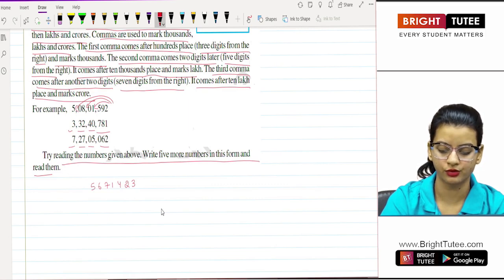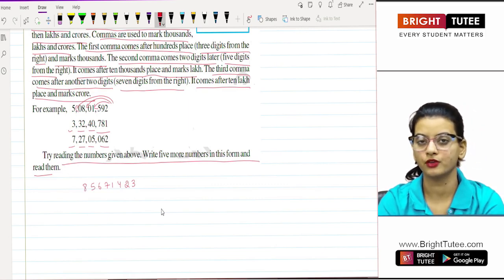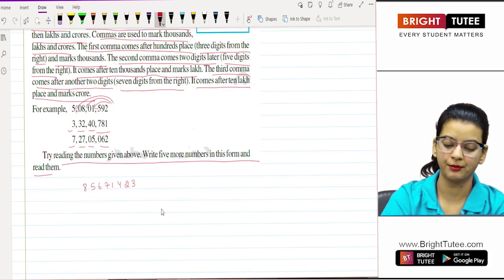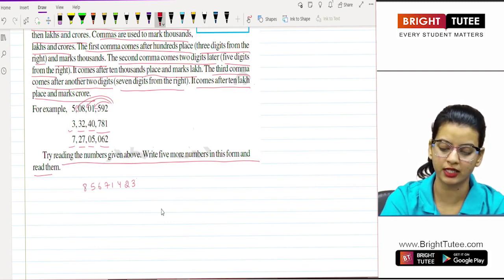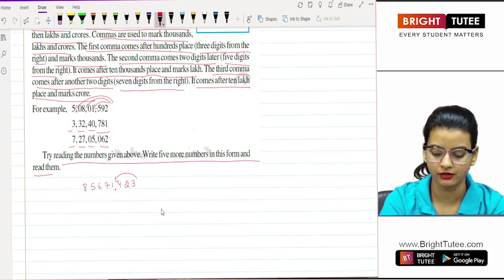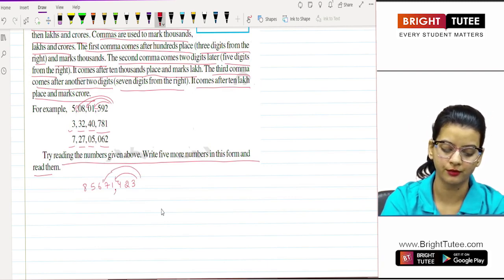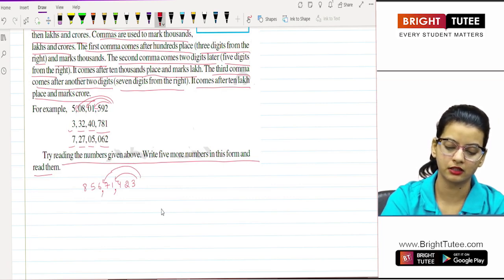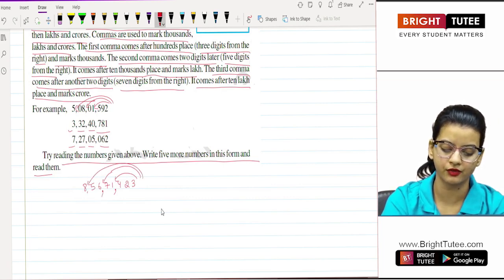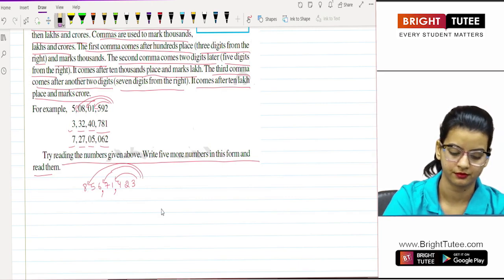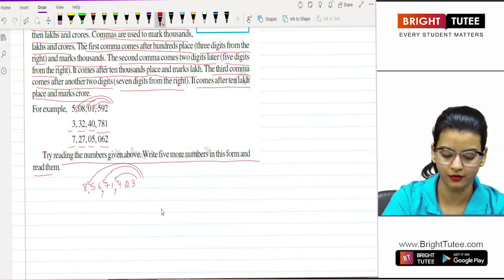So we have got 1, 2, 3, 4, 5, 6, 7, 8. So we have got an 8-digit number. Now let me put commas over here. The first comma will come 3 digits from the right. It will mark 1000. The second comma comes 5 digits from the right, so here. And then the third comma will come 7 digits from the right. Sorry, so the third comma will come here.